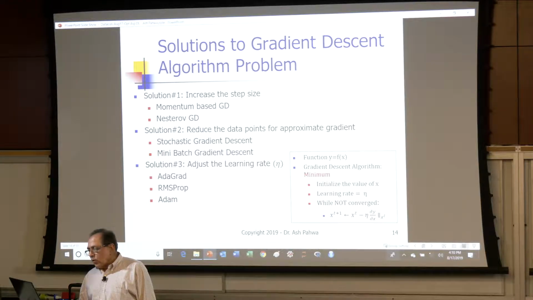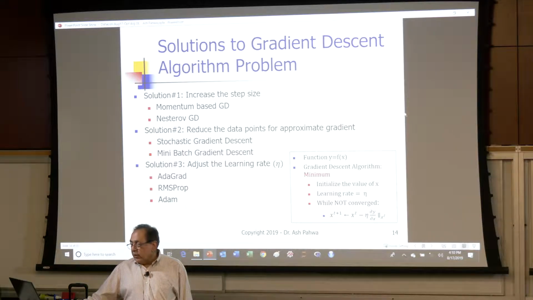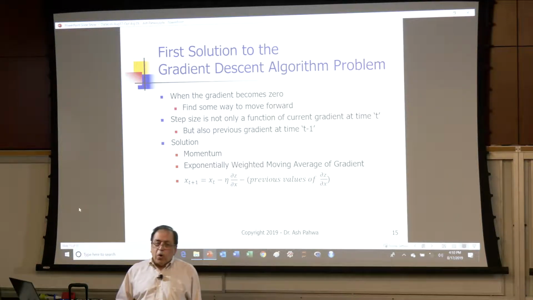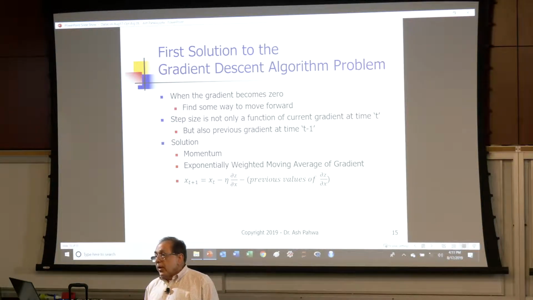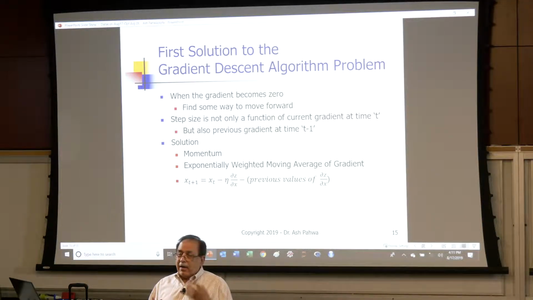So now let us look into, first of all, momentum based. There are three types of solutions available. One is called momentum based, then we have stochastic and mini batch, then we have AdaGrad, RMSProp, and Adam. So now what do we do for momentum? In momentum, the way we are going to move forward is not only based upon the current value of my gradient, but also the previous value of my gradient, and the previous value of that as well.